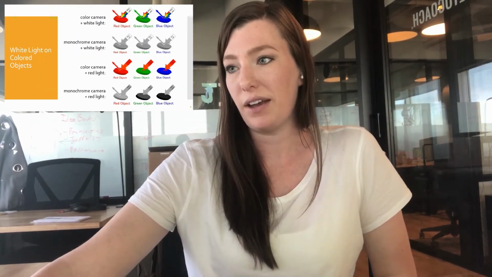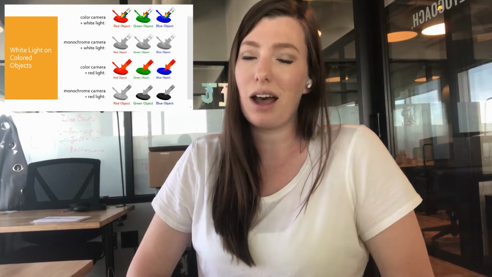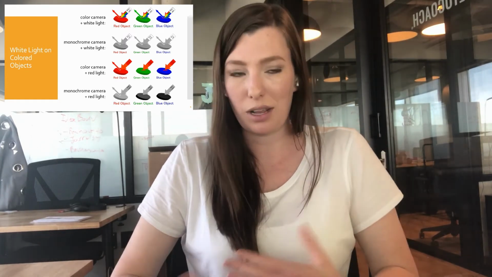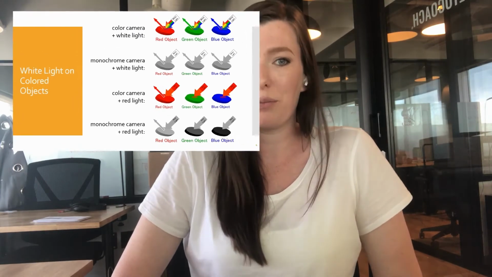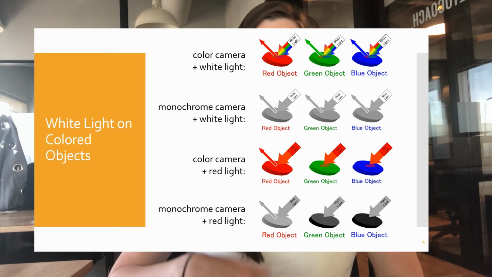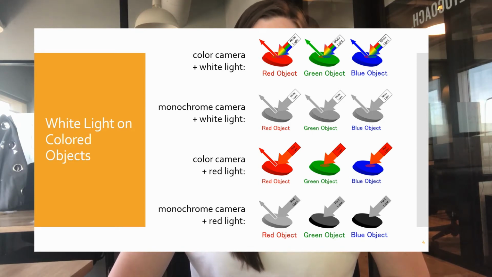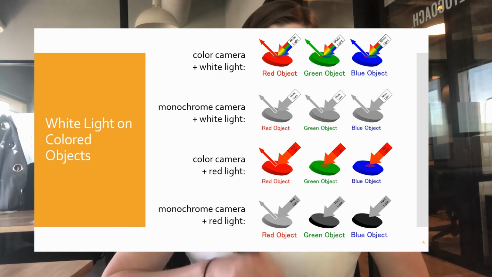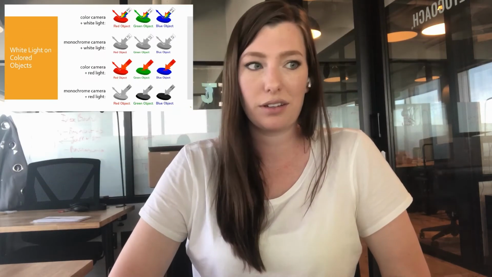RGB light is the most effective with monochrome cameras and is not very useful with color cameras. We use colored lights to enhance contrast in images. If you have, for example, a red object and a blue object, and you shine a red light on them with a color camera, you'll still see red and blue. The blue might look a little different, but with a monochrome camera, the red will appear very light and the blue will appear very dark, increasing the contrast.